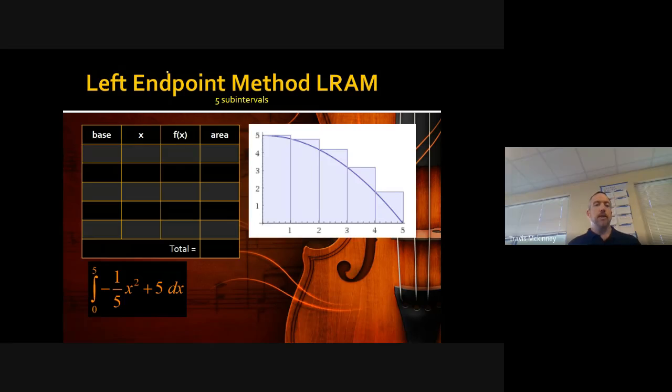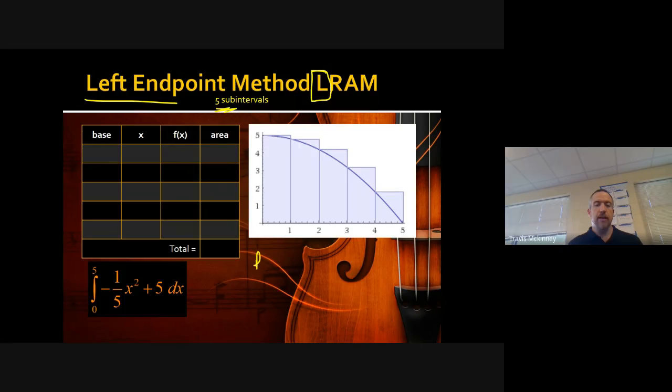All right, so the left endpoint method, or LRAM, which stands for left rectangle approximation method. The main thing to keep in mind is the L. The L stands for the left. So we're going to take the integral from 0 to 5 and split it up into 5 subintervals. And the problem will tell you how many subintervals to use. So however many intervals you have, that's how many rectangles you're going to draw. So basically we're saying we're going to figure out this area by drawing 5 rectangles. And we're always going to use the left endpoint to draw the rectangle. And I'll show you what I'm talking about in a second.